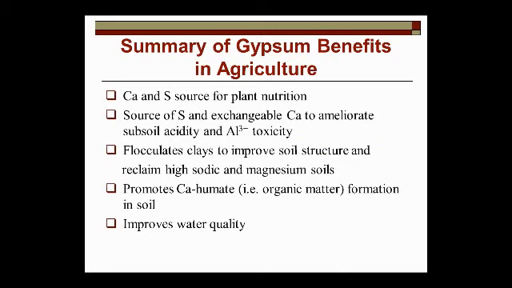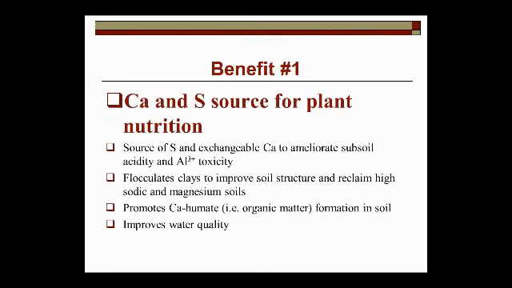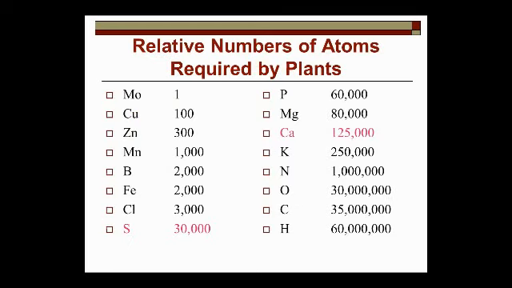So I'm going to talk about the 5 benefits, the major benefits of gypsum in the next few minutes. And so I'll look at each one of these individually, but these are the 5. So let's just start with that first one. Source of calcium and sulfur for plant nutrition. Gypsum is about 22% calcium and 18% sulfur.